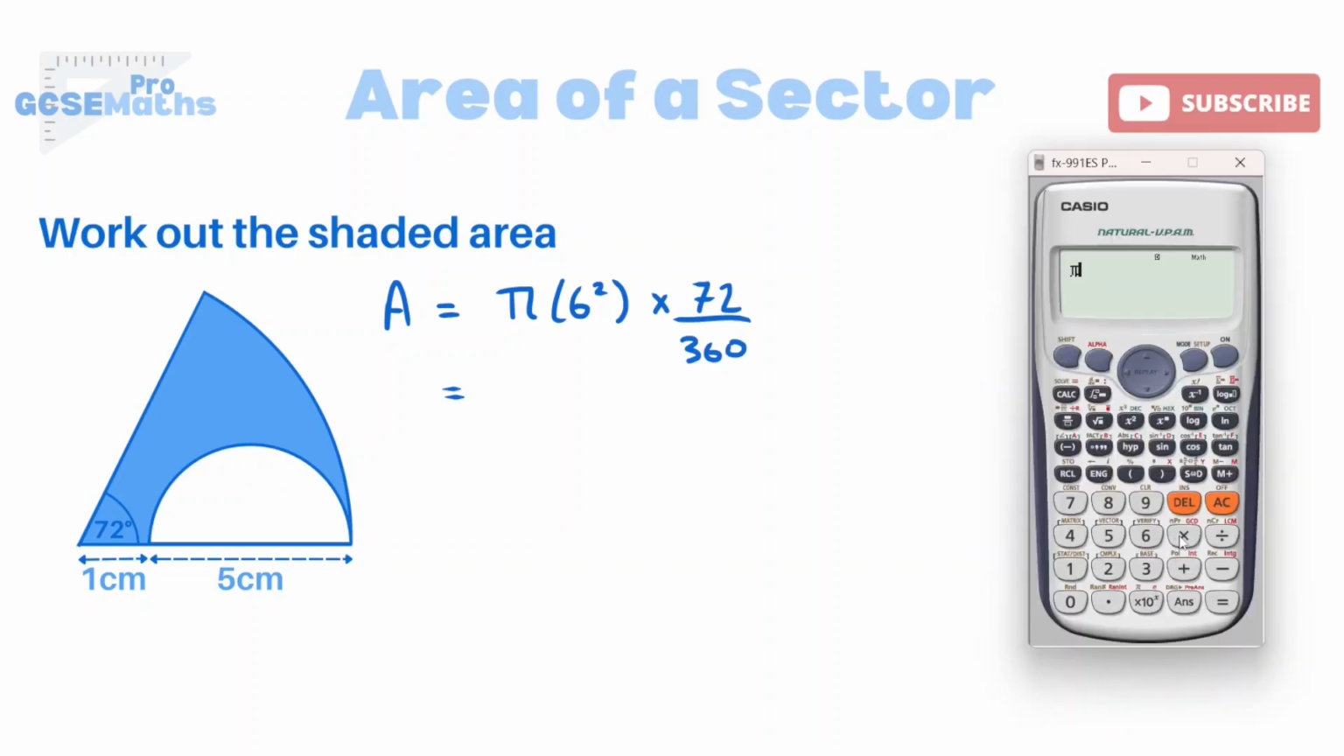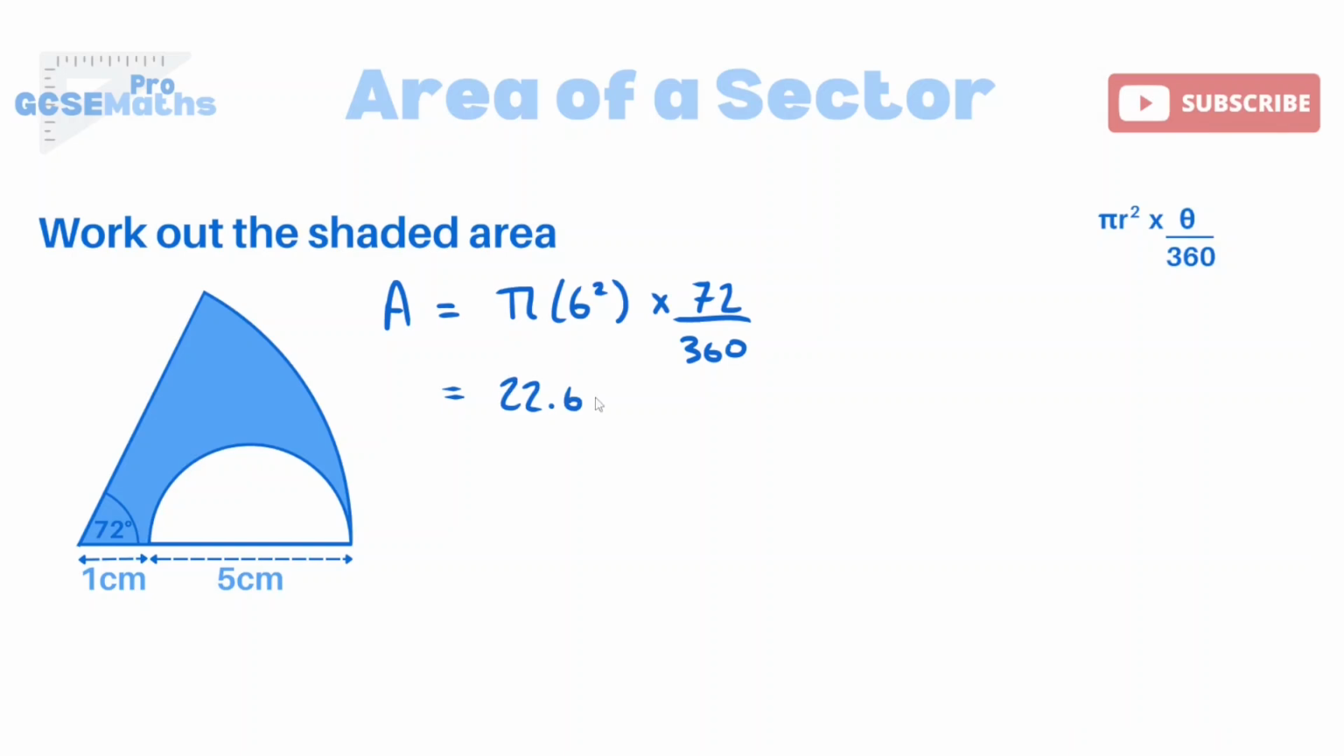And straight into the calculators we did before, so times 6 squared times 72 over 360. You can write this down in terms of pi if you like, but I'm just going to have a little look. I'm going to write down a couple of decimals, so 22.619, let's write that down. Now I'm not rounding it too soon because obviously I haven't actually found the final answer yet. So that's my whole sector, but that's including the semicircle, isn't it? So I'll put it, that's a sector.